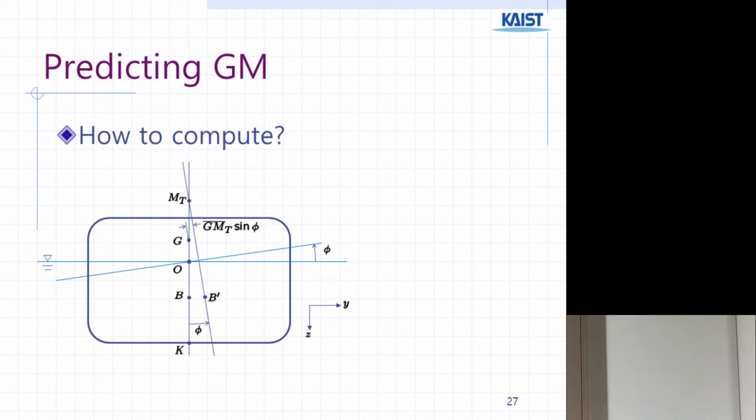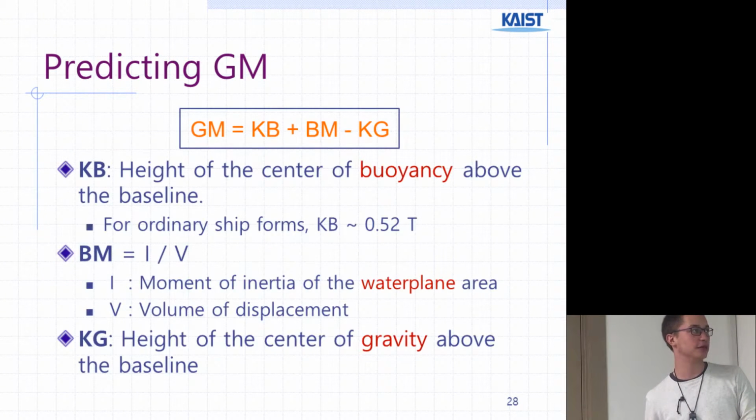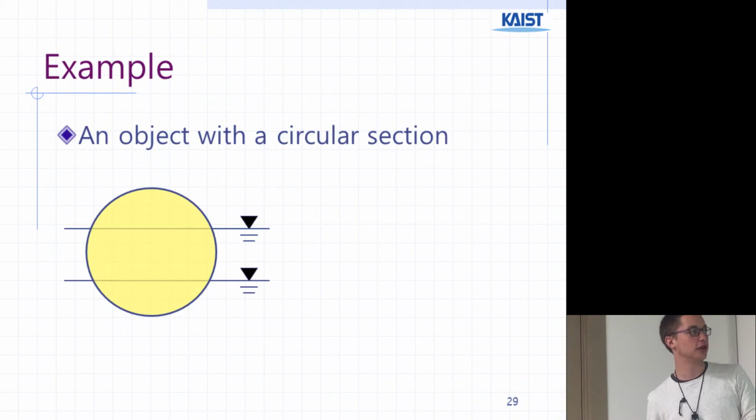Well, there's another method as well, which is if you look at this image, you can simply write GM is equal to KB plus BM minus KG. It's a simple addition of several parameters, and we can also calculate them for ships. KB is the height of the center of buoyancy above the baseline. BM is I over V, the moment of inertia of the waterplane area over the volume of displacement, and KG is the height of the center of gravity above the baseline.